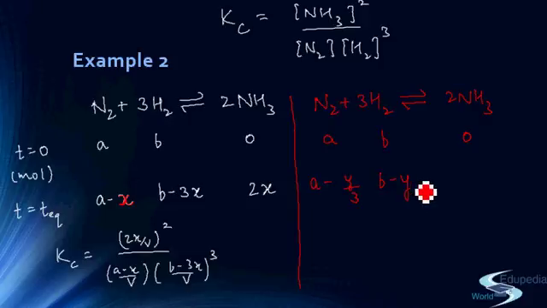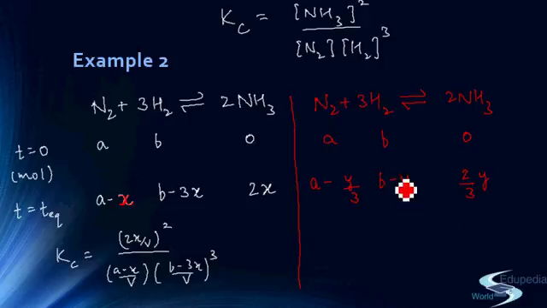Now, 3 moles of hydrogen form 2 moles of ammonia. So Y moles of hydrogen consumed will form 2 by 3 Y moles of ammonia. If 3 moles of hydrogen form 2 moles, then 1 mole of hydrogen will form 2 by 3 moles of ammonia. So Y moles of hydrogen will form 2 by 3 Y moles of ammonia.